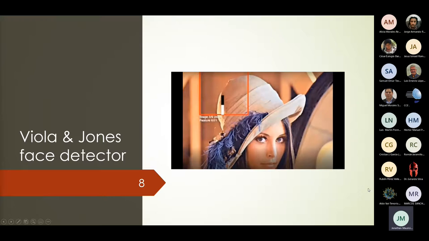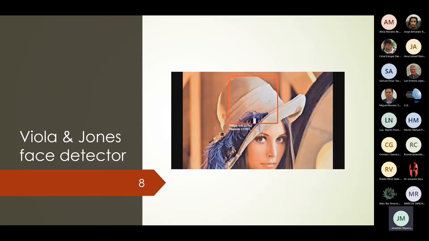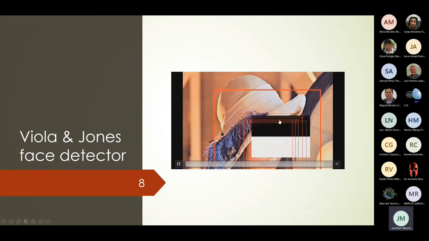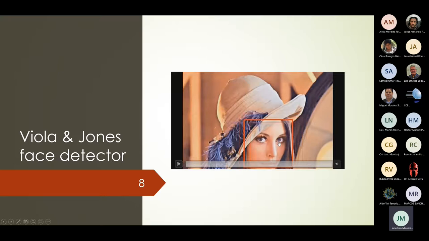The Viola-Jones algorithm uses Haar features and the integral image to detect the patterns that recognize the driver's face, in this case. It uses the boosting classifier to describe rapid face object detection. Here we can see how Viola-Jones detects the driver's face.